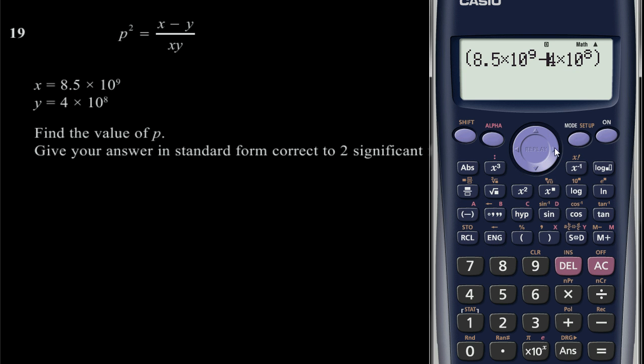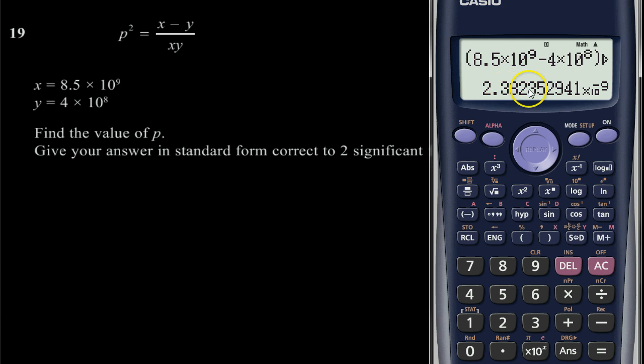Now we divide that by x times y, so I'm going to put a bracket for the stuff underneath. X, which is this, 8.5 times 10 to the power 9, times y, which is 4 times 10 to the power 8. Down to that level, put a bracket around it. So that's everything entered, equals 2.38 times 10 to the minus 9.